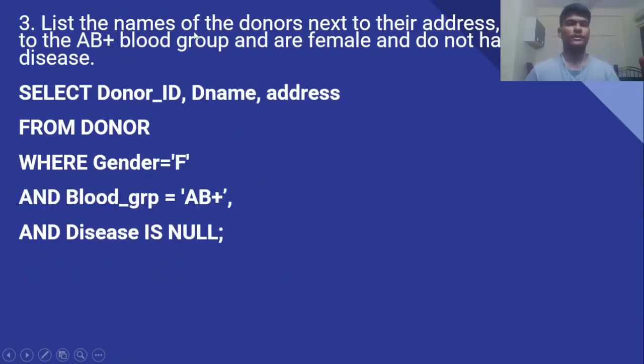The third query says list the name of the donors next to their address who belong to the AB positive blood group and are female and do not have any disease. In the select clause, donor ID, donor name, address from the donor table where gender is equal to F, as in female, and blood group is AB positive, and disease is null. Basically, if there is no disease associated with the donor, the value that will be stored in that attribute for that donor is null. So this statement, disease is null, says the donor has no disease. Let's move on to the next query.